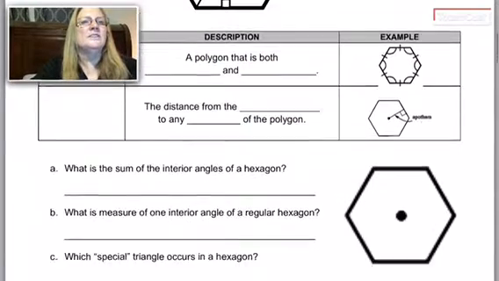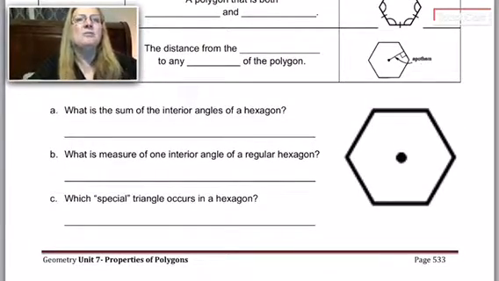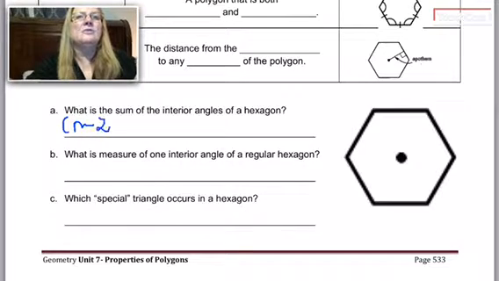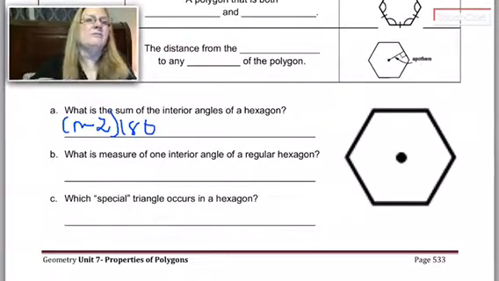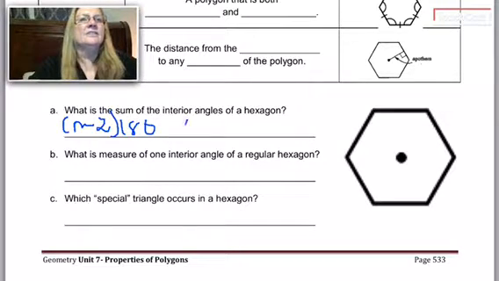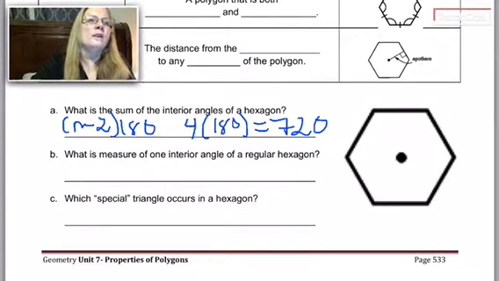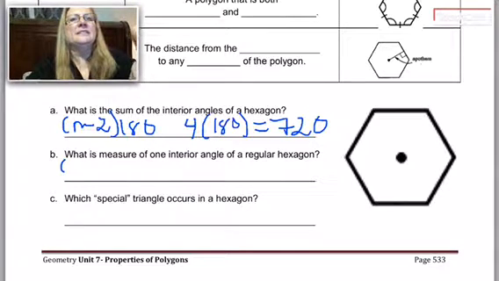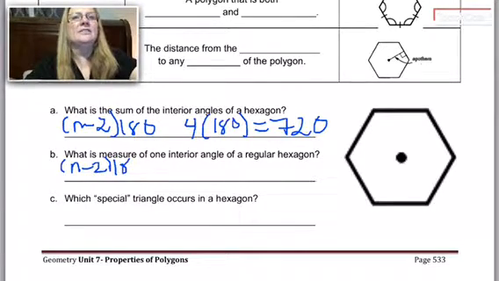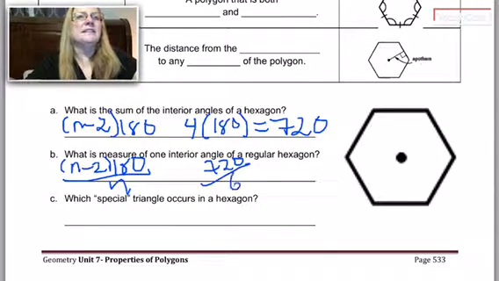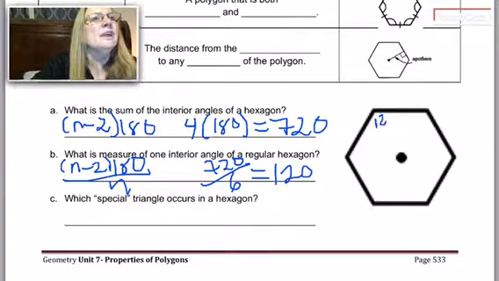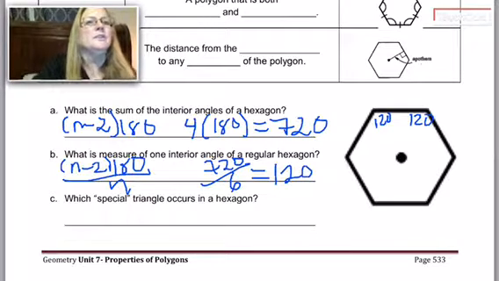So, what is the sum of interior angles of a hexagon? Hopefully y'all remember the formula: n minus 2 times 180. So we have 6 sides. So that would be 6 minus 2, or 4, times 180, which is 720. And then we need the measure of one interior angle. So remember that is n minus 2 times 180 divided by n. In other words, 720 divided by 6, because there's 6 sides, is 120. That means every interior angle in here is 120 degrees.